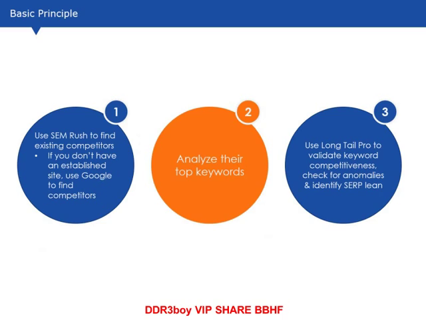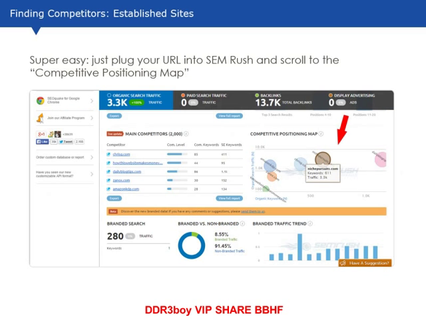So the basic principle is this. You go over to SEMrush to find your existing competitors, and if you don't have an established website, you can use Google to find competitors. I'm going to show you how to do this. Second, you're going to analyze their top keywords. And then finally, you're going to use Longtail Pro to validate the keyword competitiveness and check for any anomalies or identify the SERP lean. And again, I'll explain that as well. So I'm going to give you a live example, but here's just a quick screenshot.